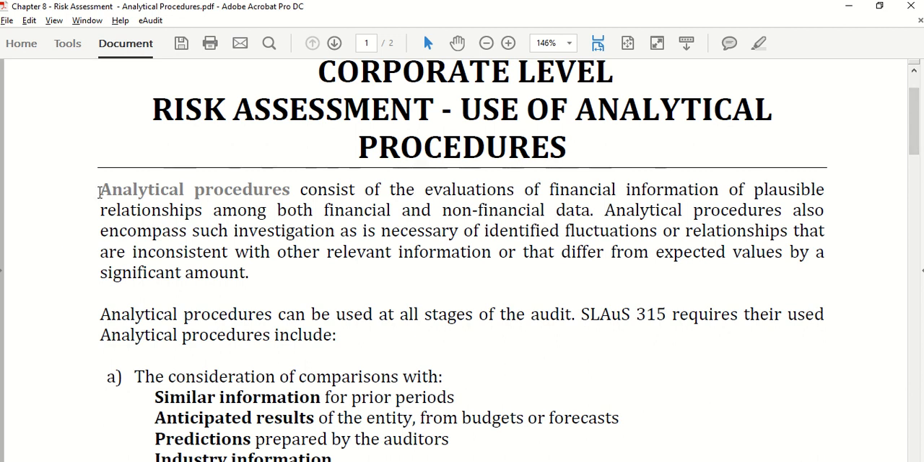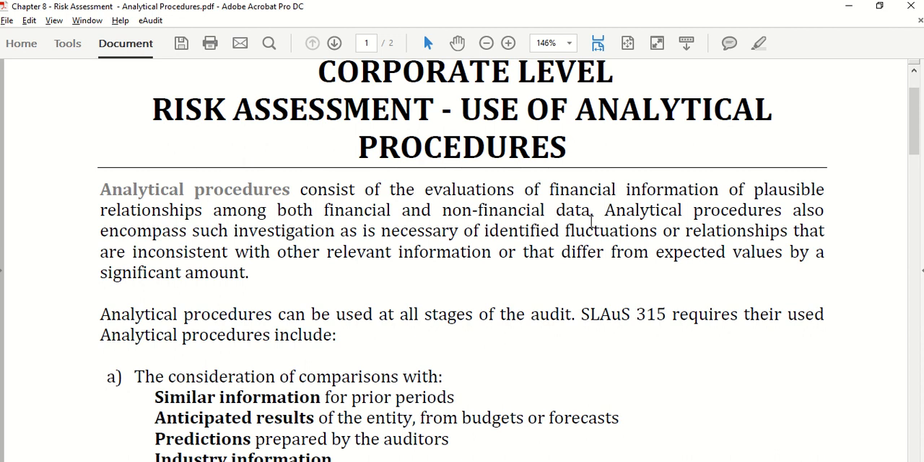So you can see in the tutorial, analytical procedures consist of evaluation of financial information through plausible relationships among both financial and non-financial data. So what we do in analytical procedures is check the relationship between the financial data and the non-financial data.